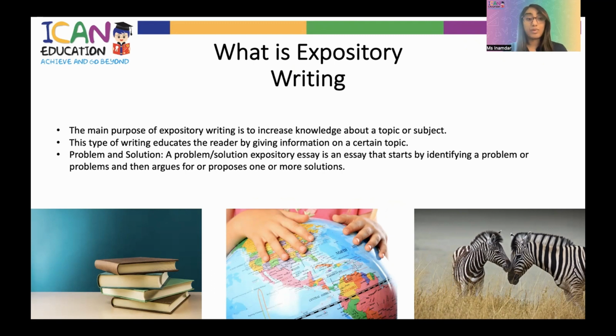Now, you're going to be practicing writing a problem and solution expository essay. There are many different types of expository essays, but you're going to focus on this one. So a problem or solution expository essay, as the name suggests, is an essay where you write about one specific problem or related problems, and then you argue or propose one or more solutions to those problems.